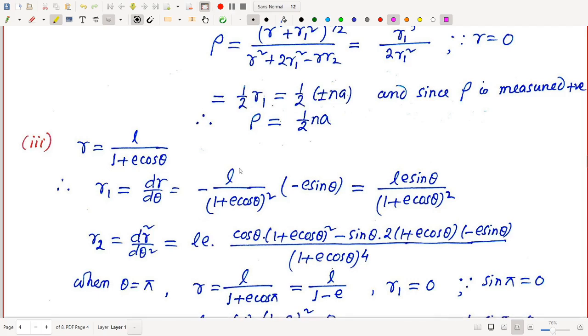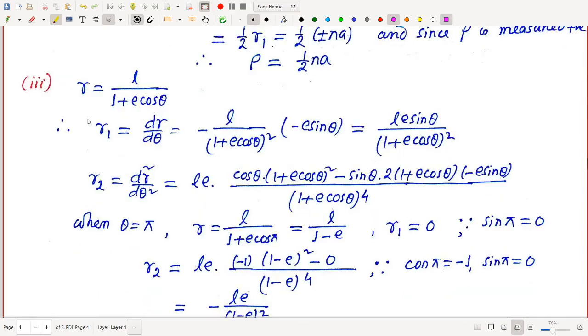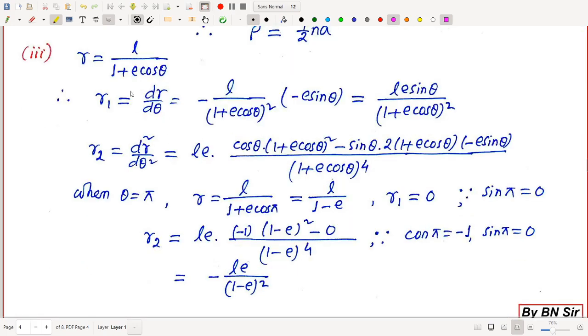And part 2 is an exercise for homework, and part 3 let us do. r equal to L by 1 plus e cos theta, where L and e are constants. L is actually the semi-latus rectum of the conic. Therefore r1 is dr by d theta. So the derivative of L by 1 plus e cos theta is minus L by (1 plus e cos theta) square into the derivative of 1 plus e cos theta with respect to theta, which is minus e sin theta.